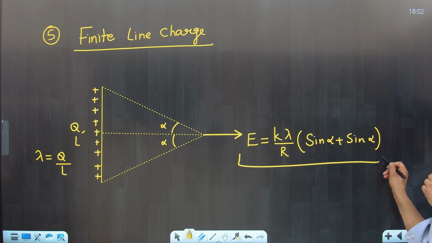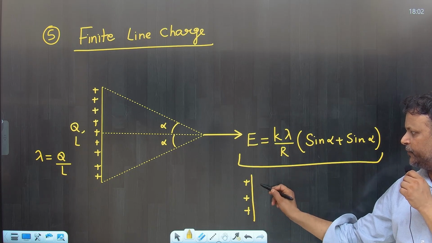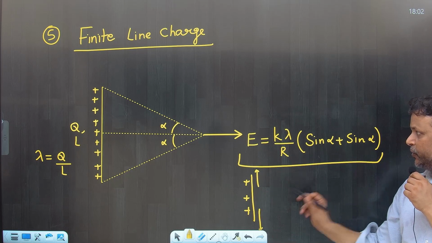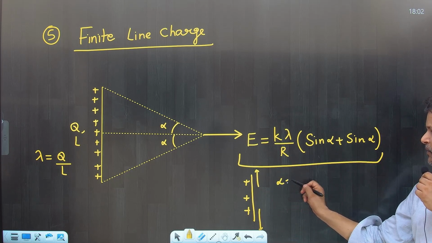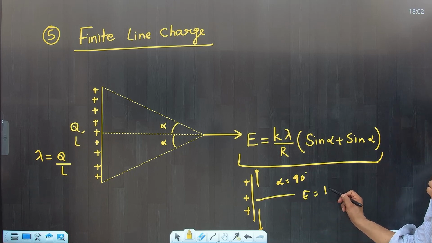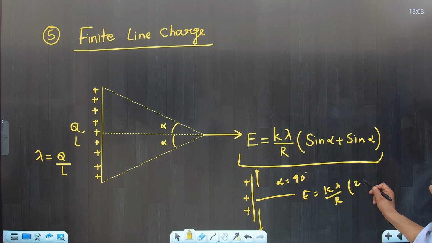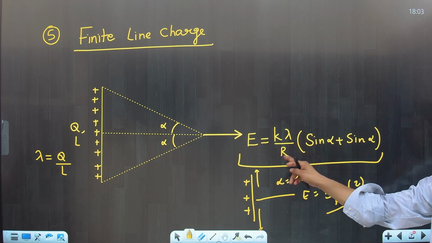So it's a special case when the wire is infinitely long. When the wire is infinitely long, your alpha is 90 degrees. Then you will get your electric field as k lambda by r into 1 plus 1, that is 2, the same formula. So if it is of finite length, then the electric field formula is k lambda by r into sine alpha plus sine alpha.